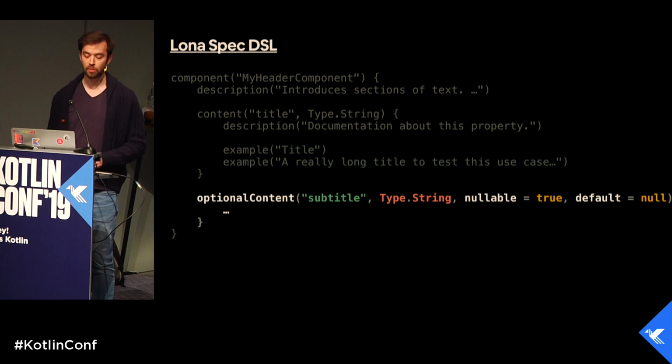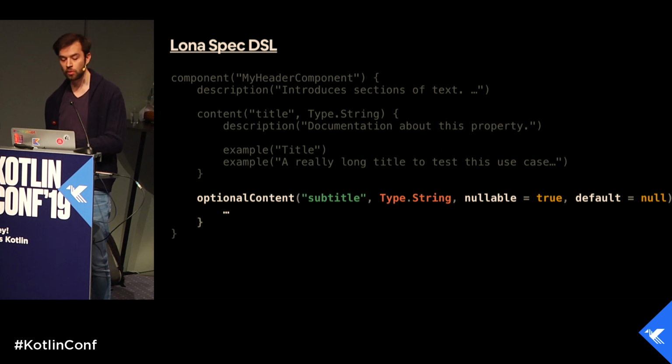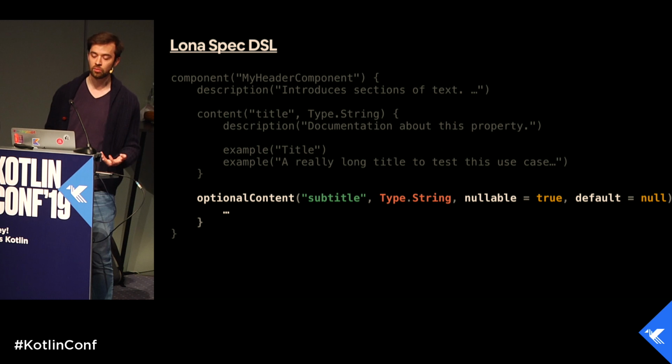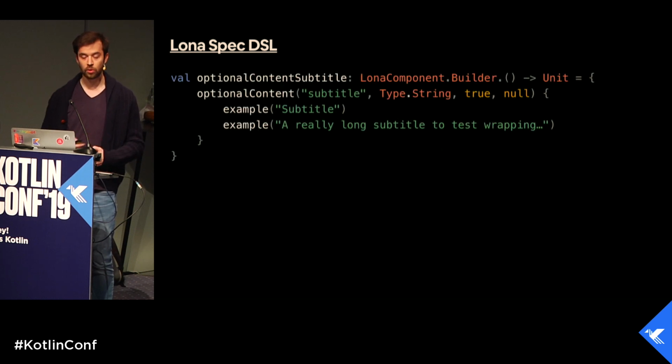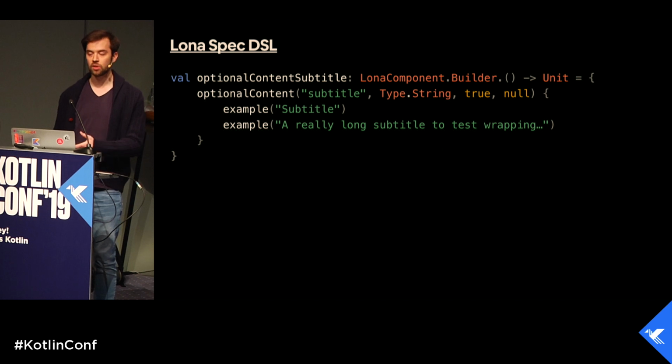And content properties are mandatory by default, but we can also define optional ones using a separate function. So here, for example, we're adding a subtitle property. Because it's optional, we have to specify its nullability as well as a default value. As a quick note, since we're using Kotlin here, it's really easy to package content property definitions as functions that can be reused on multiple components.